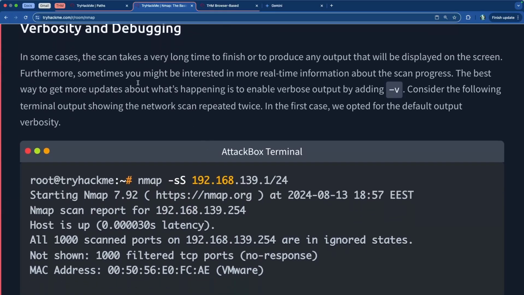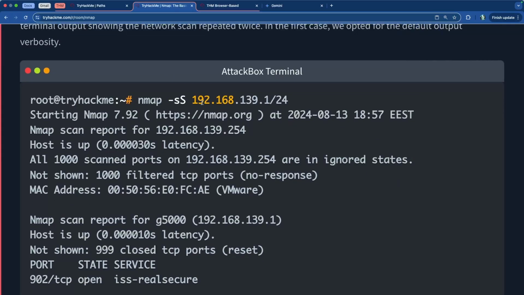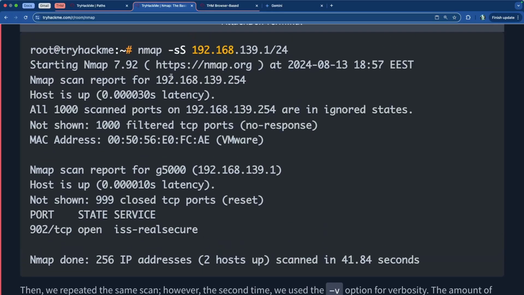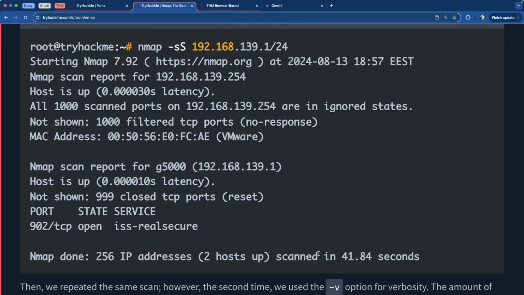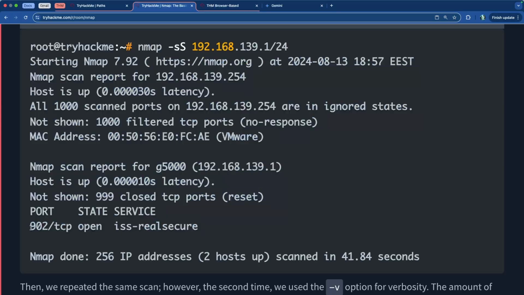So in some cases, the scan takes a very long time to finish or produce any output that will be displayed on the screen. Sometimes you might be interested in more real-time information about the progress. The best way to get more updates while it's happening is to enable verbosity. Consider the following terminal output without verbosity, which is what we see over here. It's just a stealth scan against this subnet, right? You can see that these are the results, and then it took 41 seconds, and this is basically all the output that we got onto the screen. There was one port that's open, and that's it, right? That's what you get when you don't use verbose.